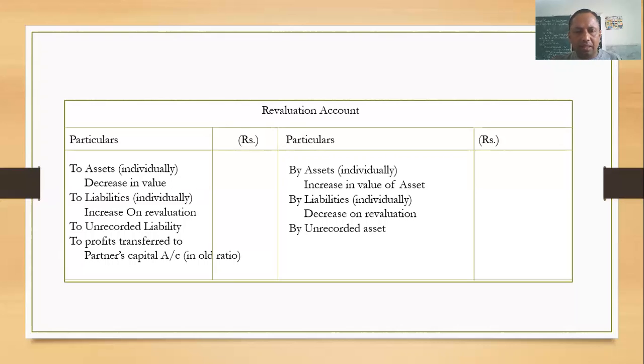On the other hand, every time there is not a profit in the revaluation account. If at any time the debit side is more than the credit side, the revaluation account is balanced, the balance is shown on the credit side as a loss, and this loss is also transferred to the old partners' capital accounts on the debit side, while profit is transferred to the old partners' capital accounts on the credit side.